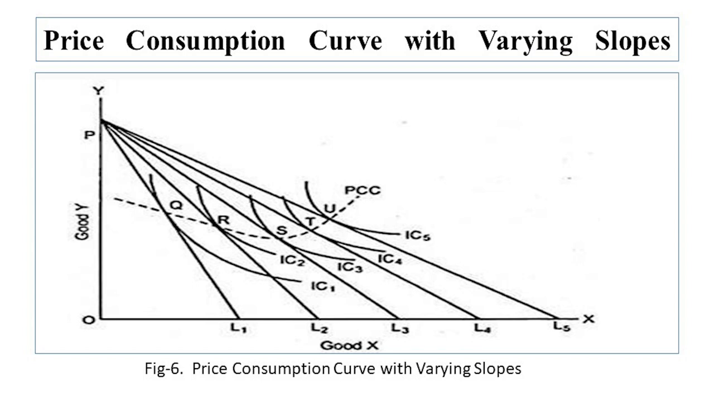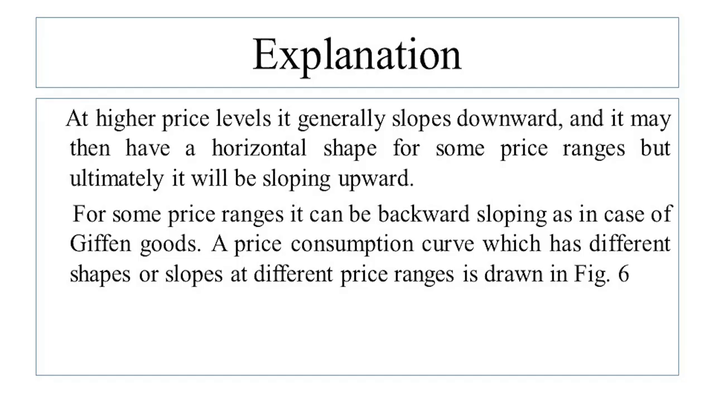Price consumption curve with varying slopes. Now we will study the price consumption curve with varying slopes, but it is rarely found that the price consumption curve slopes downward throughout or slopes upward throughout or slopes backward throughout. More generally, the price consumption curve has different slopes at different price ranges. At higher price levels, it generally slopes downward and it may then have a horizontal shape for some price ranges, but ultimately it will be sloping upward.